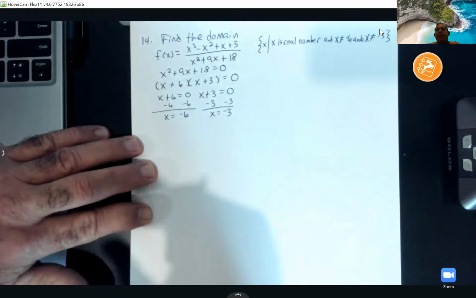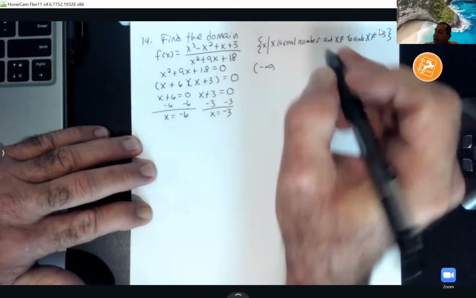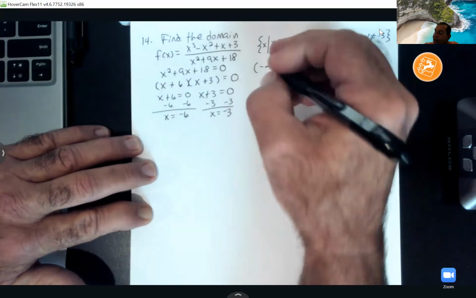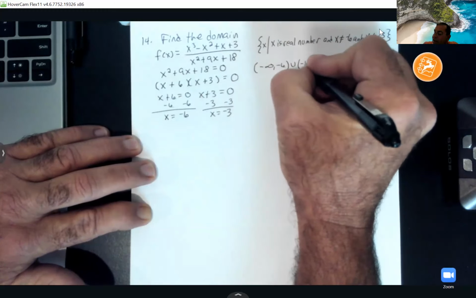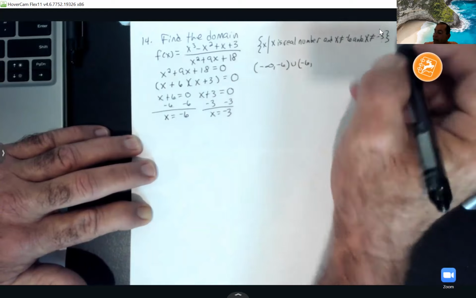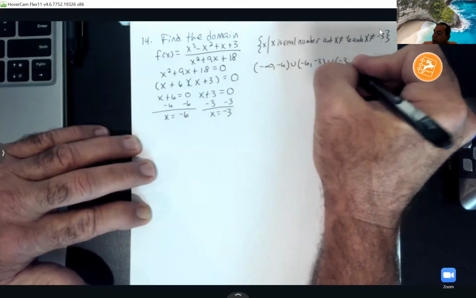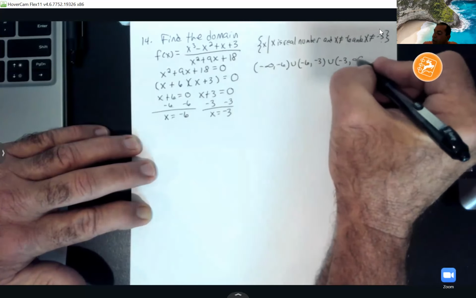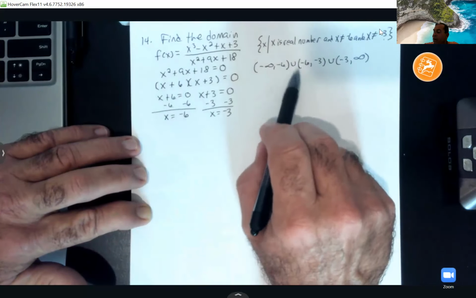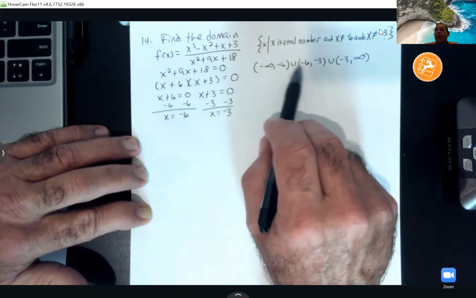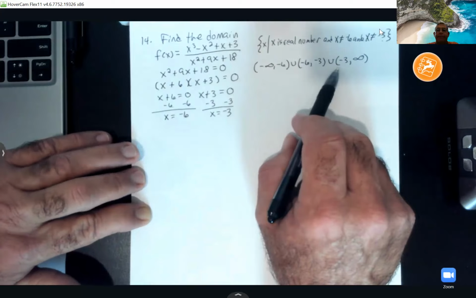And then interval notation will be: you're going to start at negative infinity till you hit the first number, -6. You're going to union around -6 till you hit the second number, -3. We're going to union around -3 and head off towards positive infinity. Remember, the curvy parentheses mean we don't include these numbers, so that's why we have a union around both of them.